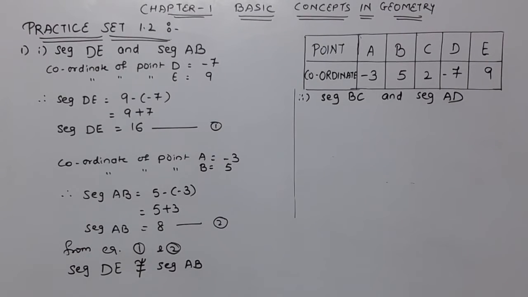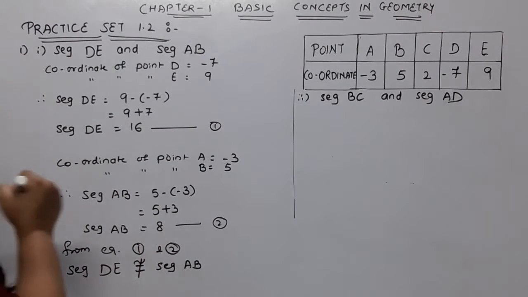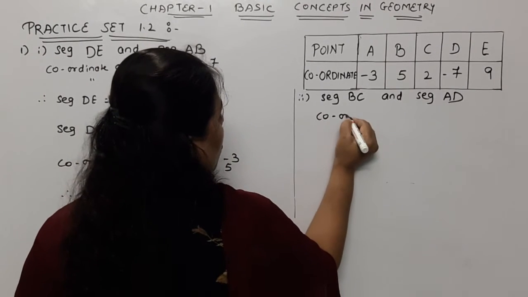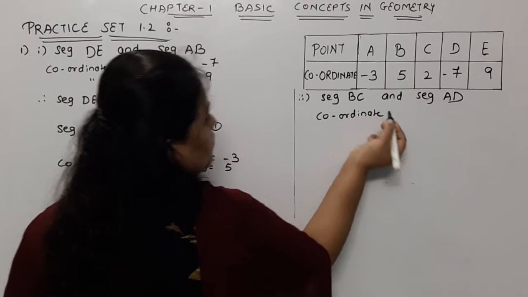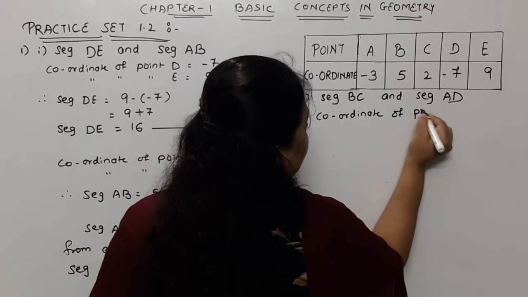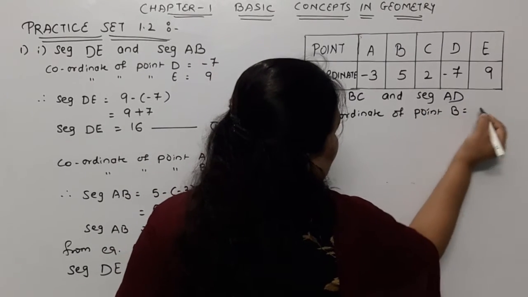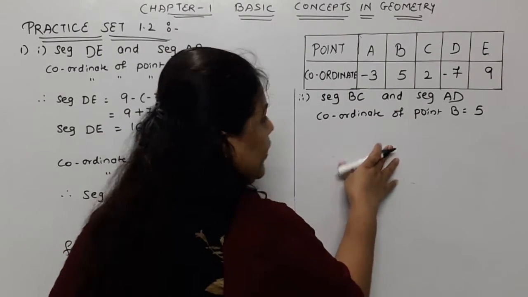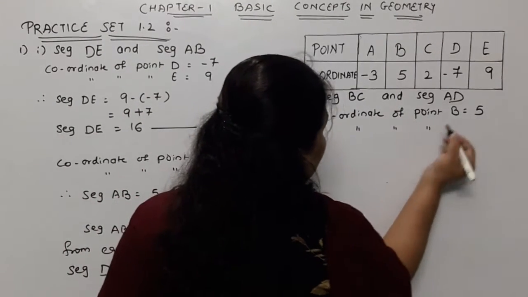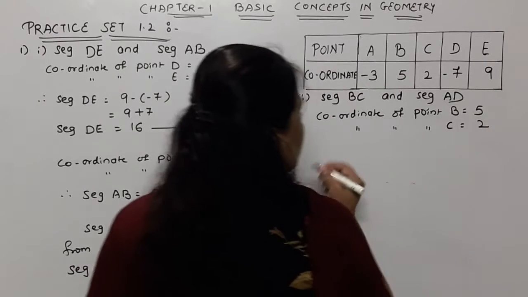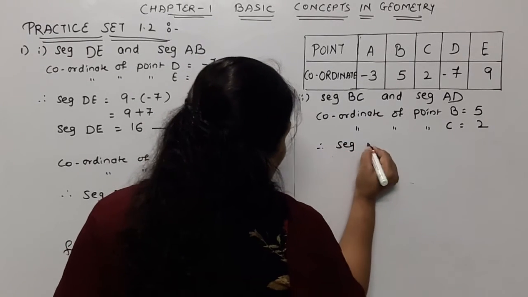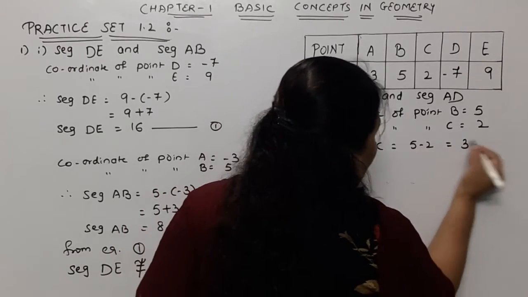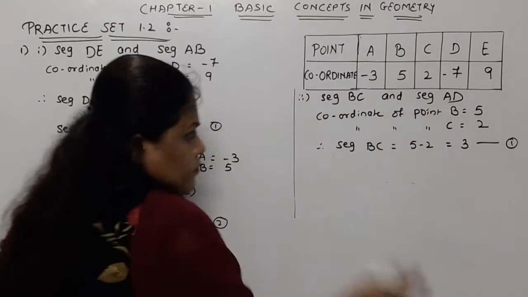Right? Now we'll see the second sum. It is BC and AD. So coordinate of point B is equal to 5. See here, from the table you have to take the coordinates. Coordinate of point C equals 2. Therefore seg BC equals 5 minus 2, that is equal to 3. This will be your equation 1.